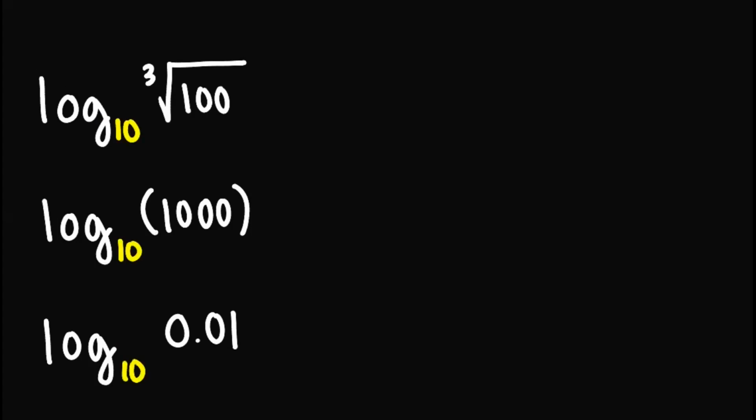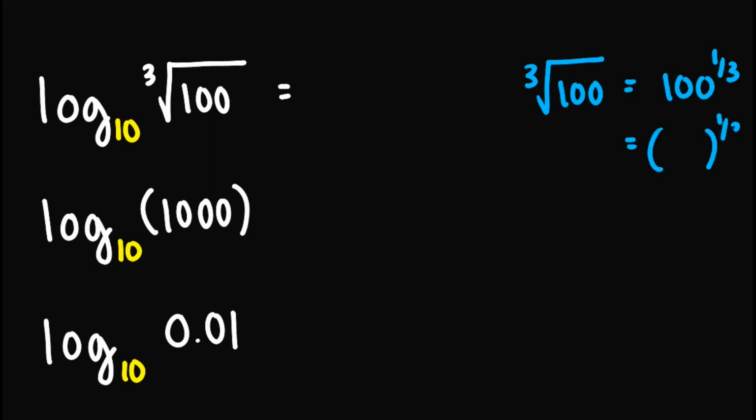And now we can solve this one. Note first that the cube root of 100 can be written as 100 raised to 1 over 3. And 100 can be written as 10 squared. So, in total, combining the exponents, this is simply 10 raised to 2 over 3. Therefore, since we have already found the exponent, the outcome for this logarithm is 2 over 3.